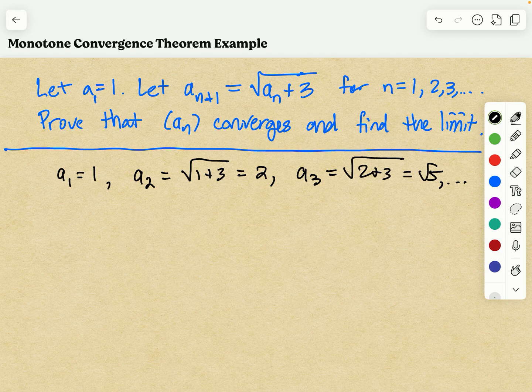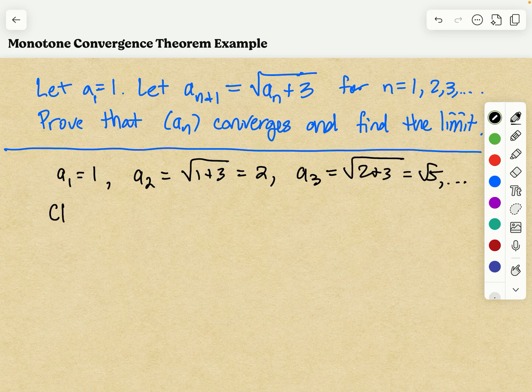And in order to apply the monotone convergence theorem, we have to prove that it's bounded above. Notice that if we can show that the sequence is increasing, we don't need it to be bounded below. If you have a bounded above increasing sequence, it's automatically bounded below. So you don't need to show that it's bounded above and bounded below. If you suspect that the sequence is increasing, which we do in this case, we just need to show that it's bounded above.